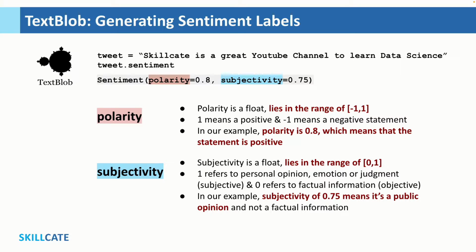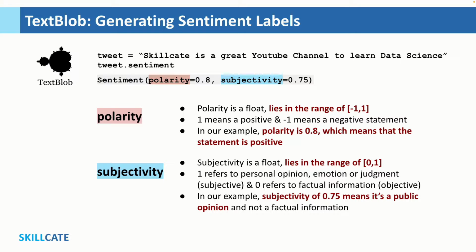As an example, consider this tweet that says, Skillgate is a great YouTube channel to learn data science, which of course it is. When we call the TextBlob sentiment method on it, we get a result in this form. TextBlob returns a couple of numbers on this sentence. One is polarity and the other one is subjectivity. Polarity is a float and it lies in the range -1 to 1, where -1 means a strong negative sentiment and +1 means a strong positive sentiment. In our example case, we are getting a polarity score of 0.8, which seems to be a strong positive sentiment.